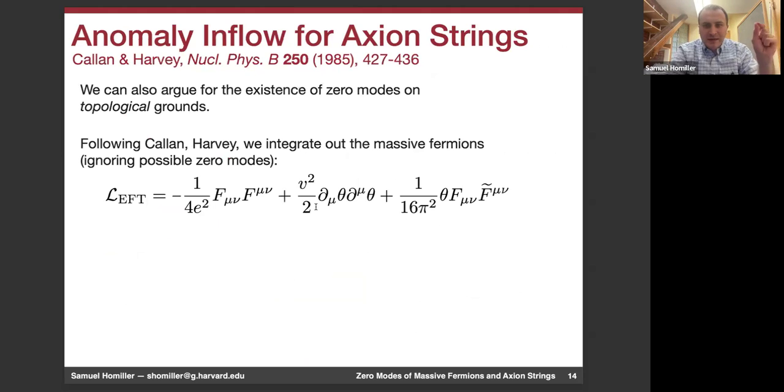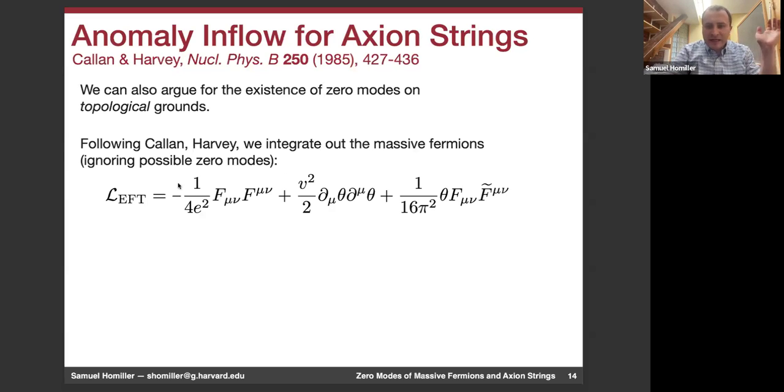So what Callan and Harvey did is they take the massive fermions, so that the fermions, again, at large distances far away from the string, acquire a mass. And so now I can integrate them out of the theory. If I do this far away from the string, that's totally fine. Near the string, I don't know exactly what's going to happen. And for now, I'm just going to ignore any possible things that might happen there, and just see what happens to the theory, right?